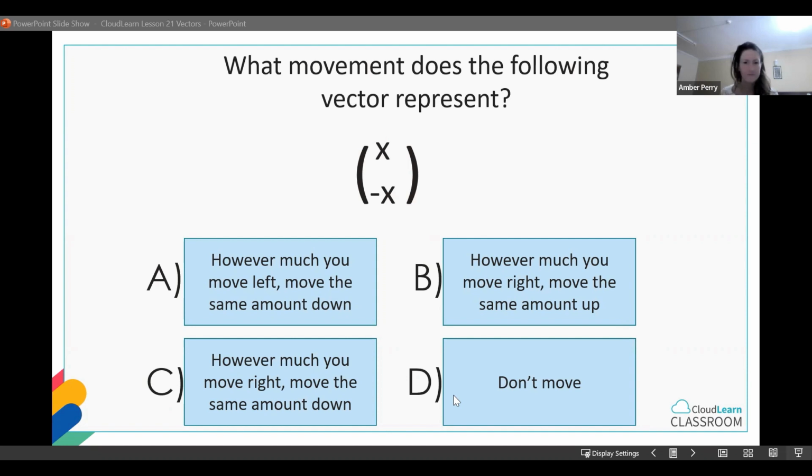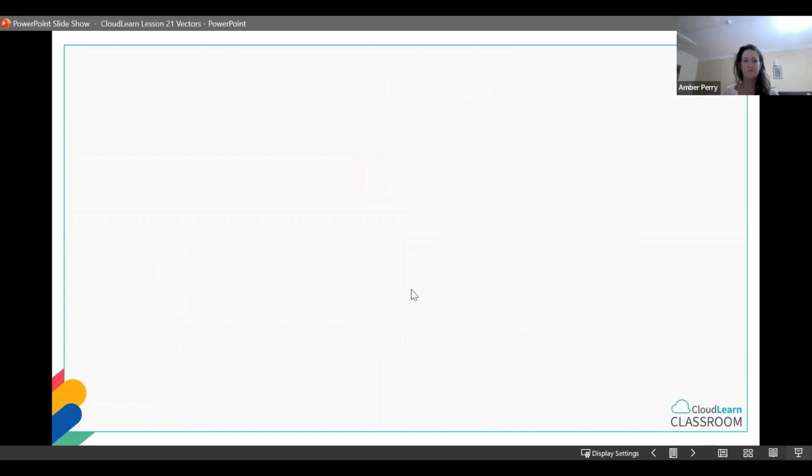Okay, great, well done. Everyone got that correct, which is fantastic. Okay, the answer was C. So brilliant, well done. Okay, so let's go back to learning about vectors then.